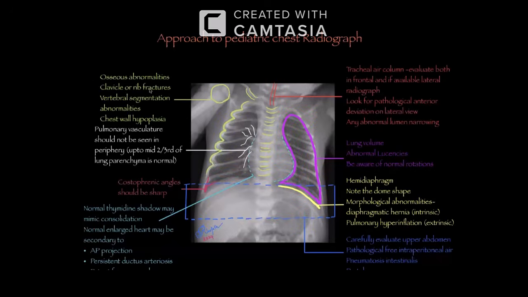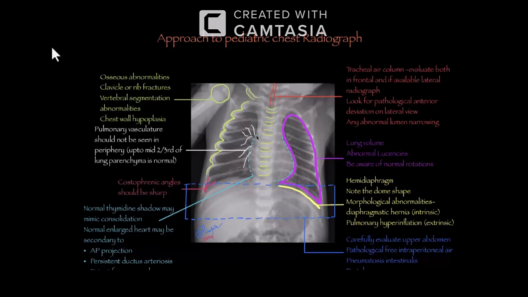Look for osseous abnormalities: the clavicles, the ribs, and also the humeral or shoulder joints. For pulmonary vasculature, you should not see it at the periphery; you can see it up to the mid two-thirds. It should not come to the periphery of the lung parenchyma. Then look at the costophrenic angles and the diaphragm.